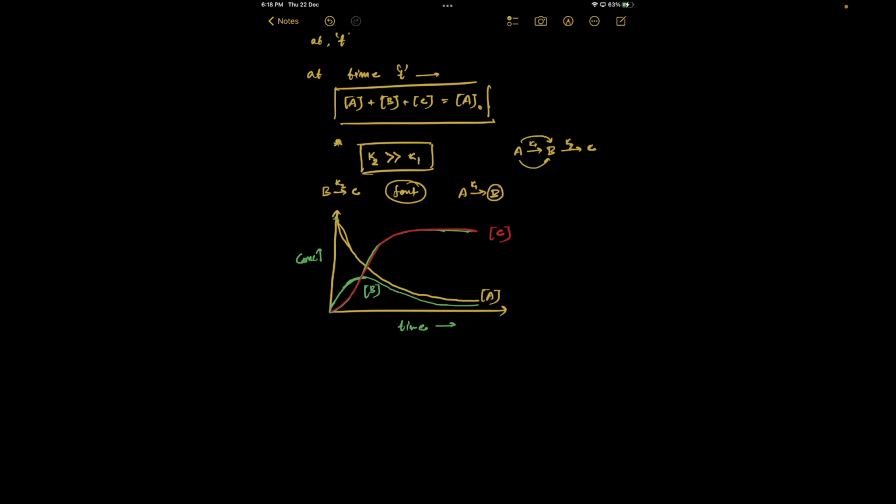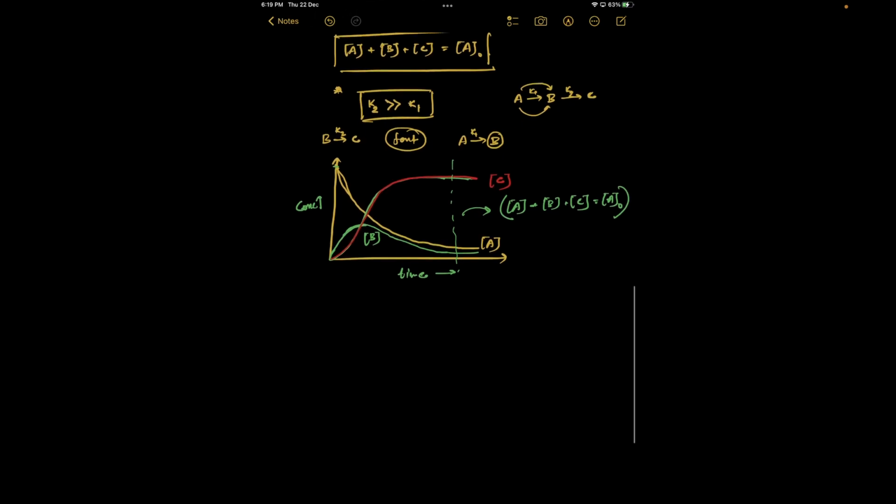First the A molecule will decrease, then the concentration of B will rise, and after reaching a maximum, B molecules will also decrease. That's why the C molecules will increase again, like from here the C molecules are increasing. At any time, the sum of all three concentrations will be equal to A0. This condition has to be satisfied. So this is the plot for a consecutive reaction, and it is quite important.